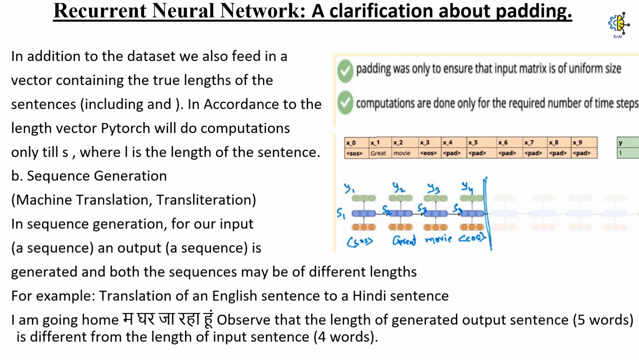transliteration, and sequence generation. For our input, a sequence and output is generated and both the sequences may be of different lengths. For example, translating an English sentence to a Hindi sentence: I am going home. मैं घर जा रहा हूँ. Observe that the length of the generated output sentence, 5 words, is different from the length of the input sentence, which is of 4 words.